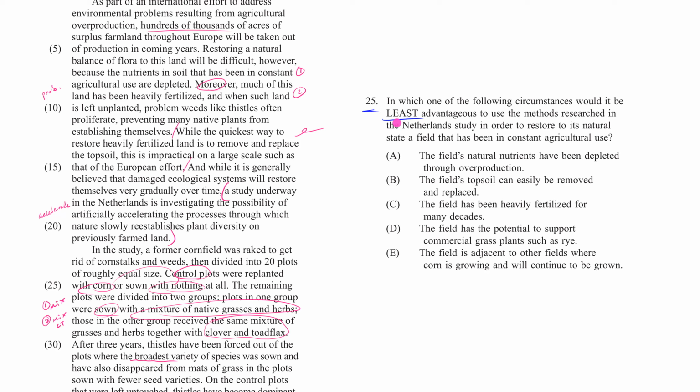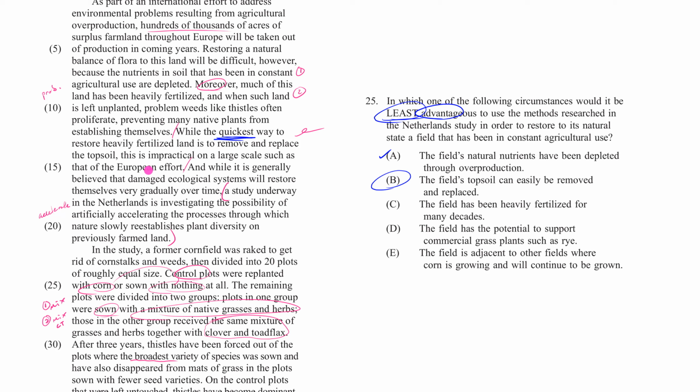This question is saying, okay, in four of these answer choices, that might work. But in one of them, it's least advantageous to do it. Okay, let's see. Field's natural nutrients have been depleted through overproduction. That sounds like the problem. I think this will work because this was our original problem. Nutrients depleted. Field's topsoil can easily be removed and replaced. Well, that's it. This has got to be it. The passage concedes the quickest way to do it is just to replace the topsoil.